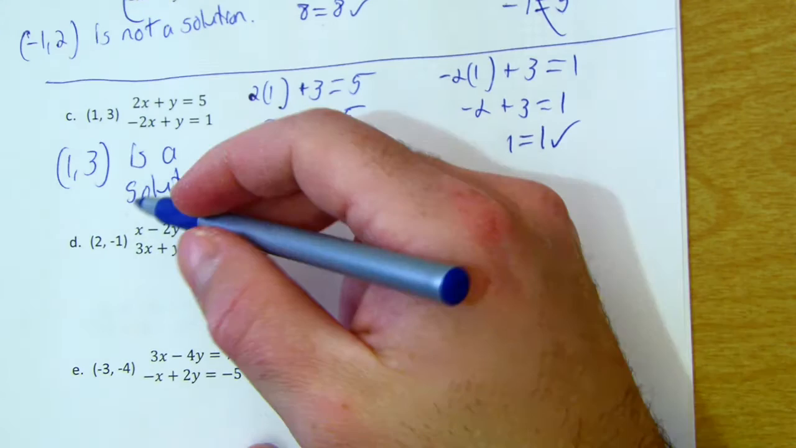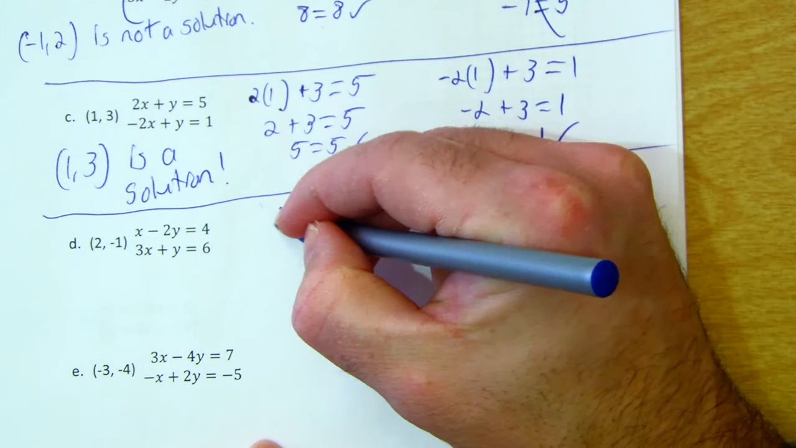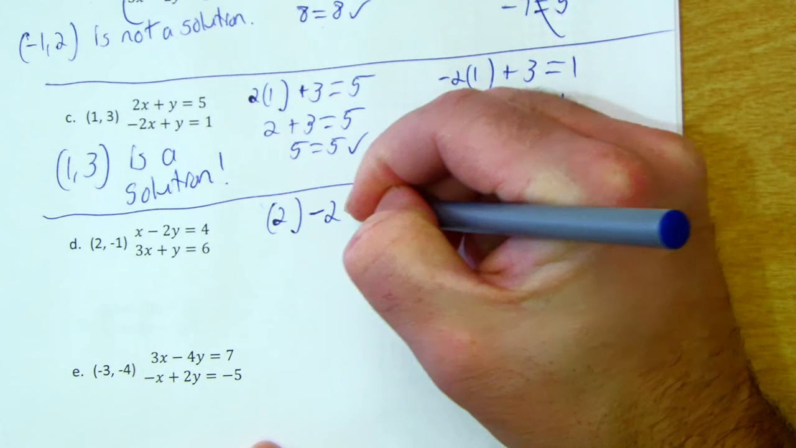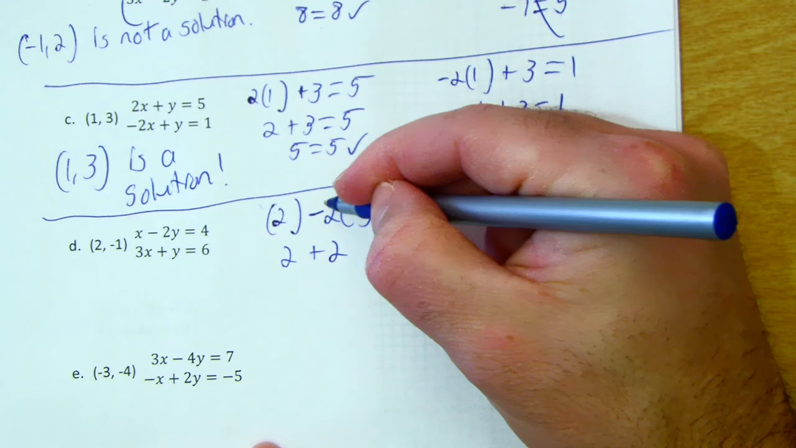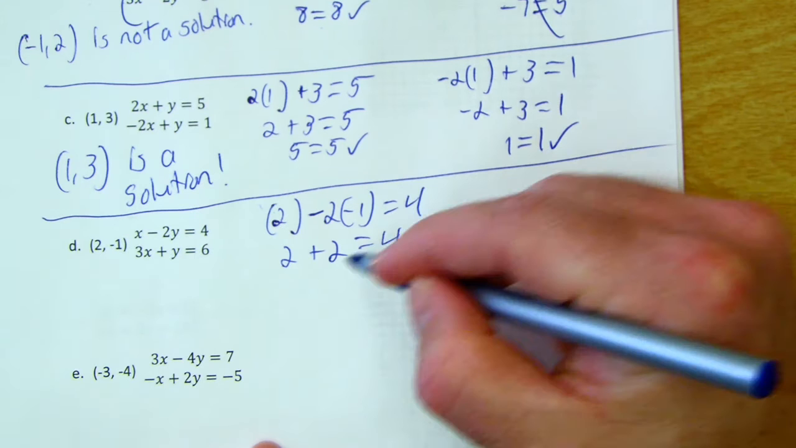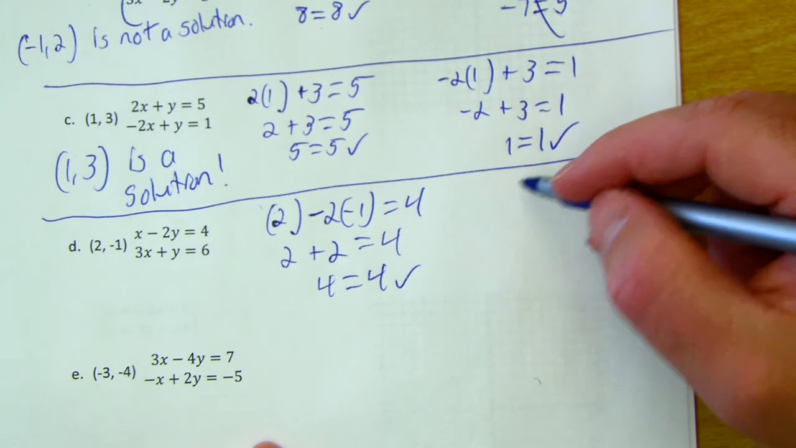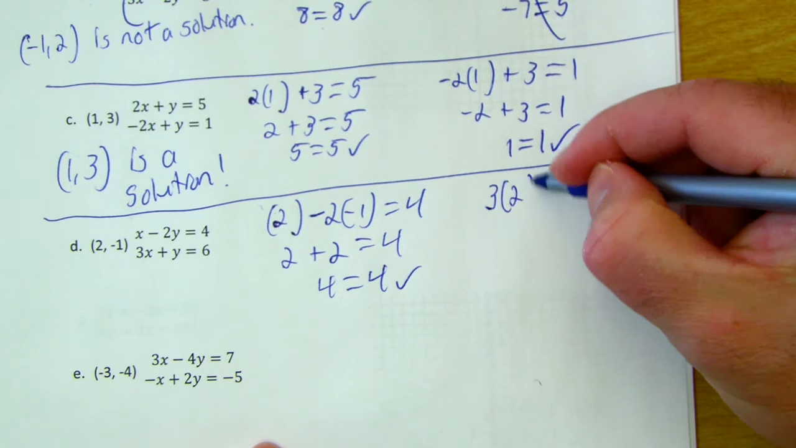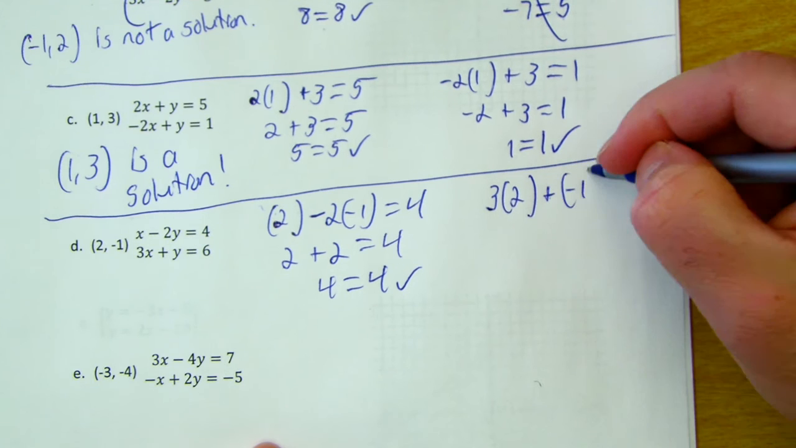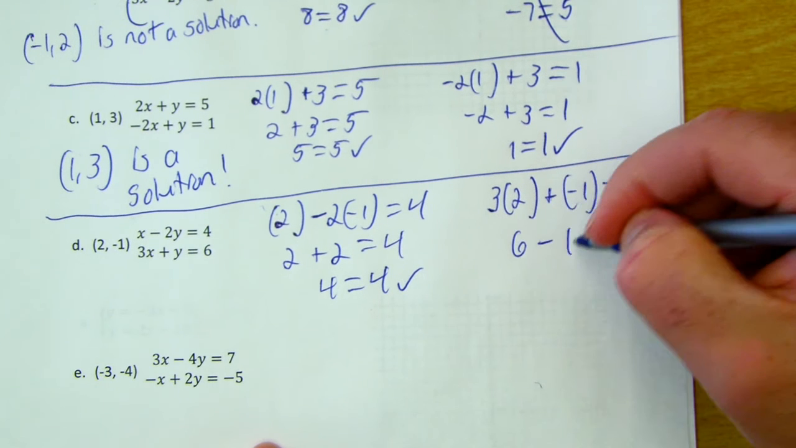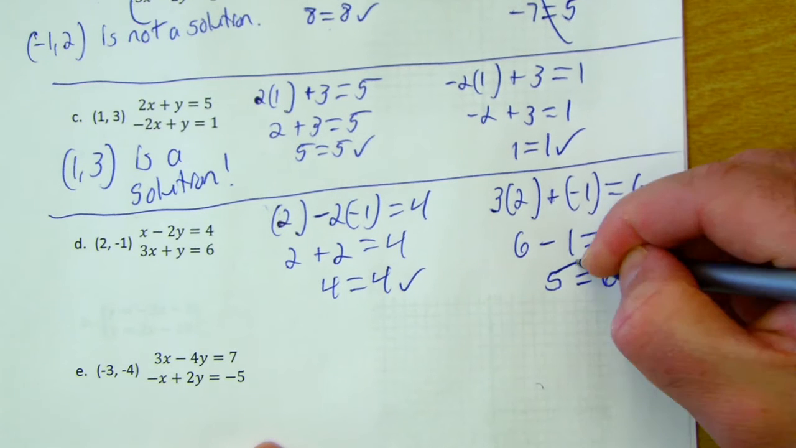Moving down then, we got 2 more here. So put 2 in for x, minus 2 times -1 equals 4. So that's going to be 2 plus 2. -2 times -1 is positive 2 equals 4. So 4 equals 4, so that's good. My second equation, I have 3 times 2 plus -1 equals 6. So that's 6 minus 1 equals 6. This is not going to work out because I get 5 equals 6, which is no good.